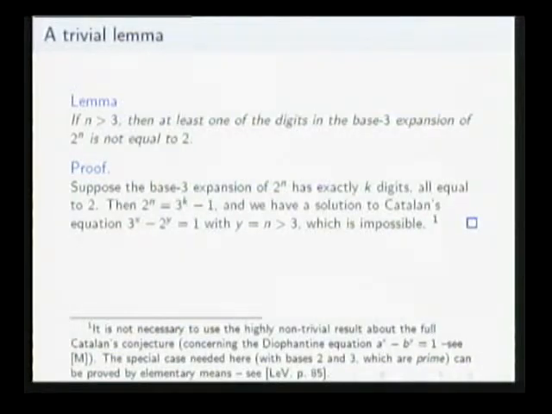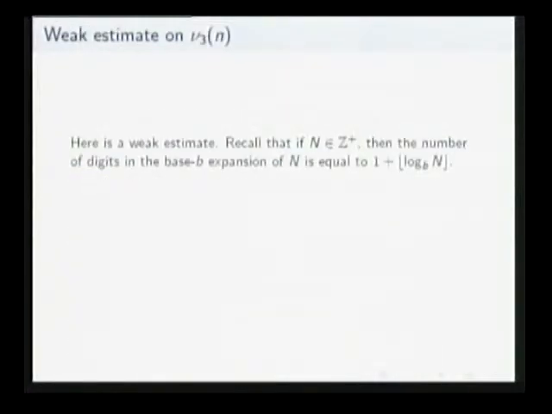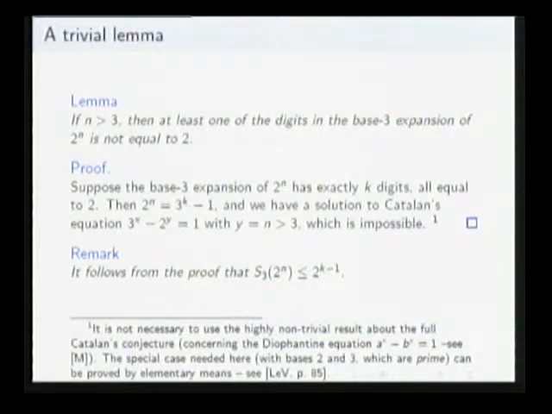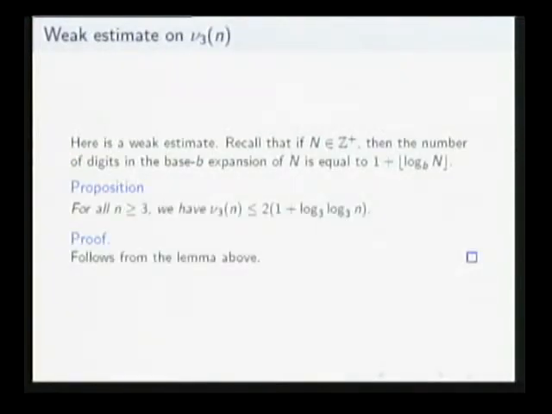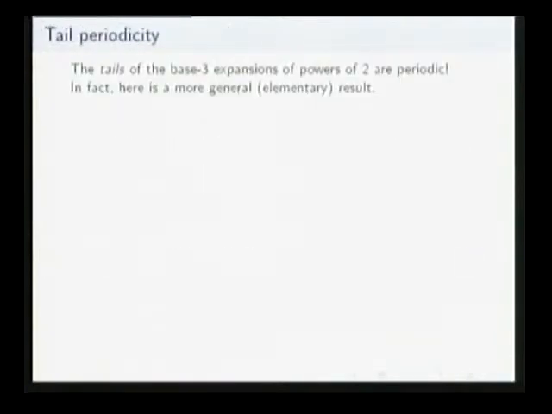Because if they were all equal to 2, they would be of the form 3 to the n minus 1. So you would have a power of 2 equal to 3 to the n minus 1, and you would have a solution to Catalan's equation. And there are no solutions to Catalan's equation except the obvious one, which is 3 squared minus 2 to the 3 equals 1. From that you get an estimate on the Sloane map for powers of 2, and from that you get a bound like the one I said: the persistence in base 3 grows at most like a constant times log n. Anyway, I'm not going to go into that.